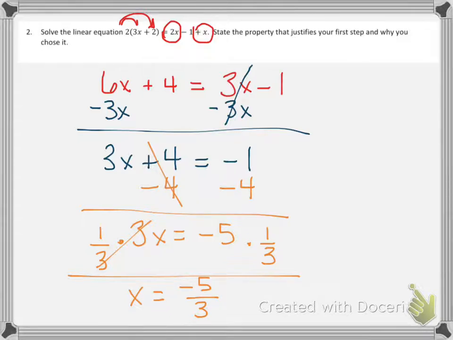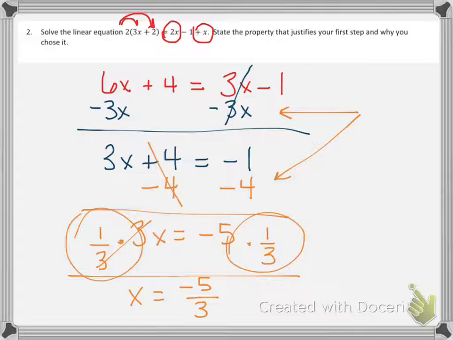Well, we used quite a few. Distributive property to begin with. We combined like terms. Then we used, right here, this is the equality property of subtraction. So is this. And then we use the equality property of division or multiplication down here using the reciprocal.